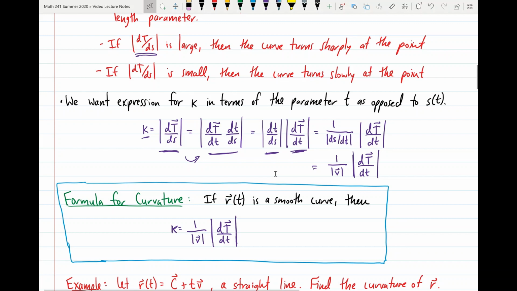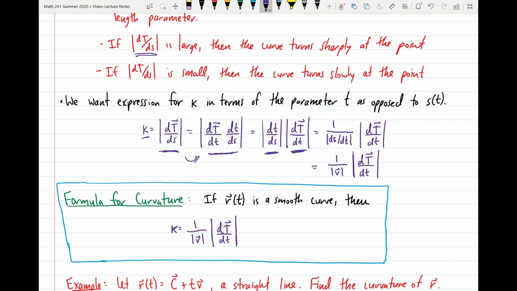So we know that kappa is by definition equal to the magnitude of the derivative of the unit tangent vector with respect to s. Using chain rule, we can write this as the derivative of the unit tangent vector with respect to t times the derivative of t with respect to s. And we can separate this magnitude into the magnitude of two different vectors. So we have the magnitude of dt/ds and the magnitude of dT/dt. And that'll give us 1 over the magnitude of ds/dt times the magnitude of the derivative of the unit tangent vector with respect to t.